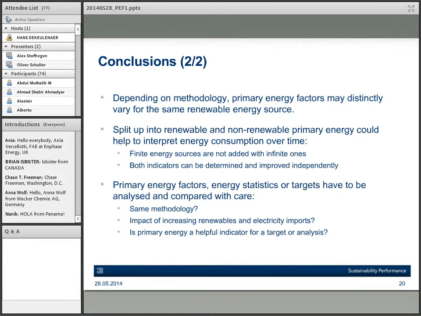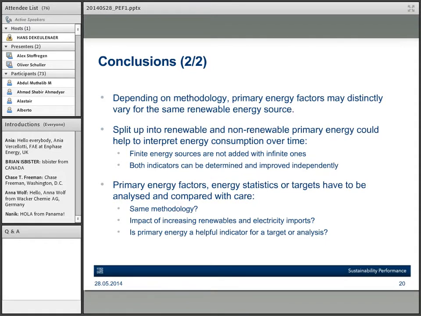We personally, as we have a focus on life cycle assessment, believe that a split into renewable and non-renewable primary energy could help to interpret the energy consumption or to understand primary energy factors, because finite energy sources should not be added with infinite ones. This is an important thing. But I know that, especially in energy statistics, this is sometimes a little bit too complicated.